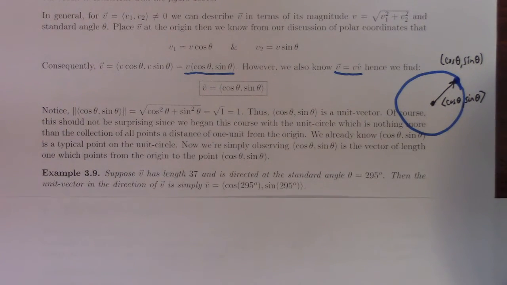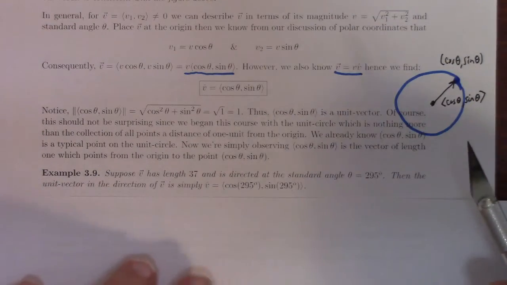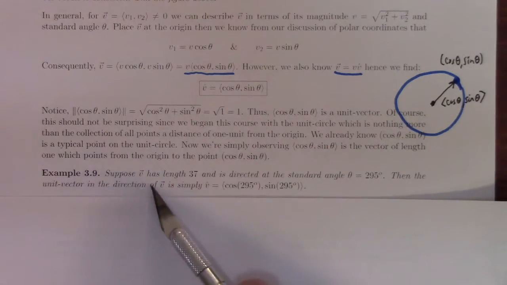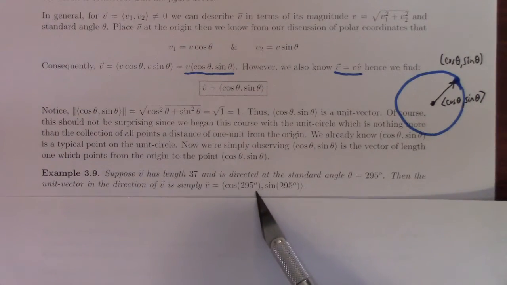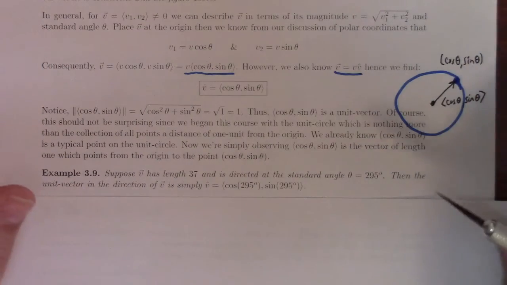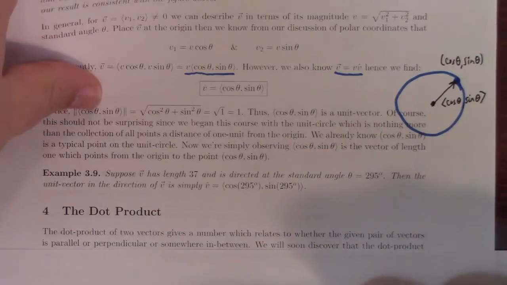So here's an example. Suppose v has length 37, directed at standard angle 295 degrees. Then the unit vector in the direction of v is simply cosine 295, comma sine 295. That's it. All right, that brings us to the dot product.